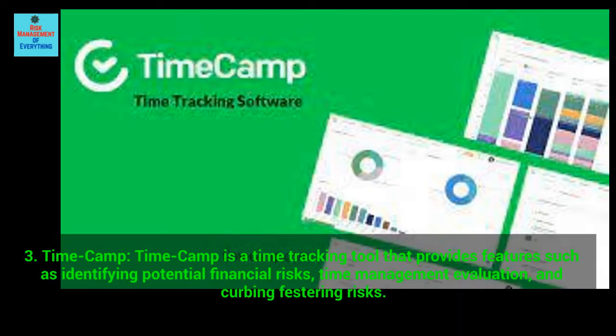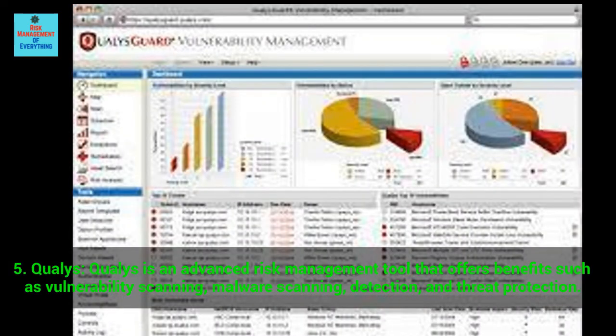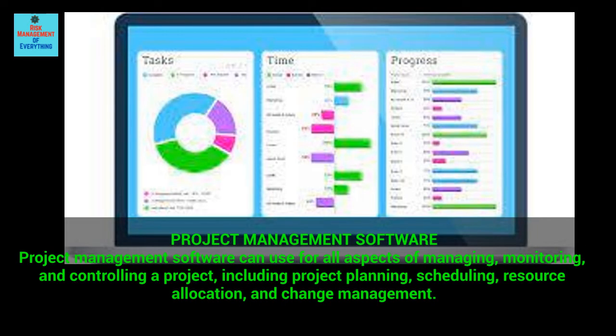3. TimeCamp. TimeCamp is a time tracking tool that provides features such as identifying potential financial risks, time management evaluation, and curbing festering risks. 4. Integram. Integram is a risk management tool that focuses primarily on a project's health and safety. It provides benefits like risk identification, business optimization, and business intelligence. 5. Qualys. Qualys is an advanced risk management tool that offers benefits such as vulnerability scanning, malware scanning, detection, and threat protection.